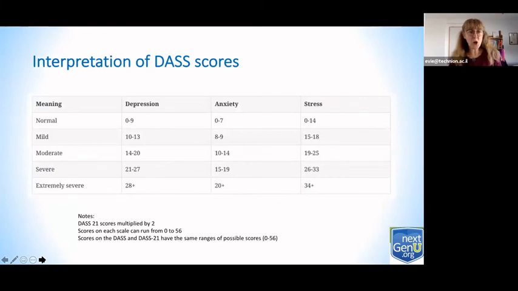And how do we interpret the DAS scores? So first of all, if you're using DAS 21, you multiply your scores by 2 to get the right score. And just to say, scores on each scale can run from 0 to 56, and you'll end up with one score for depression, one score for anxiety, and one score for stress. And looking at this, that's the normal range, that's the mild range, moderate, severe, and extremely severe range. So that's DAS, very easy to use.